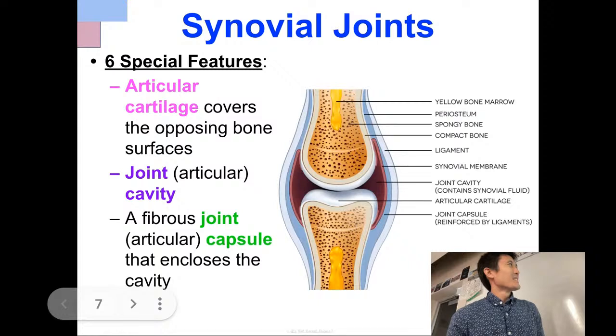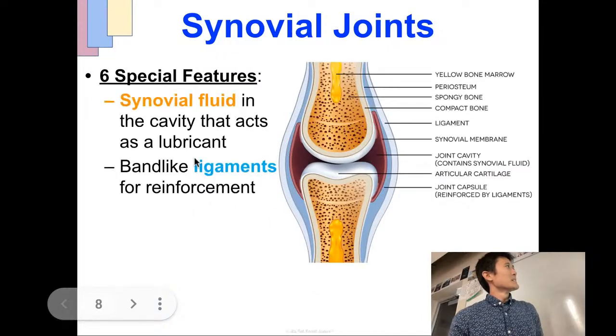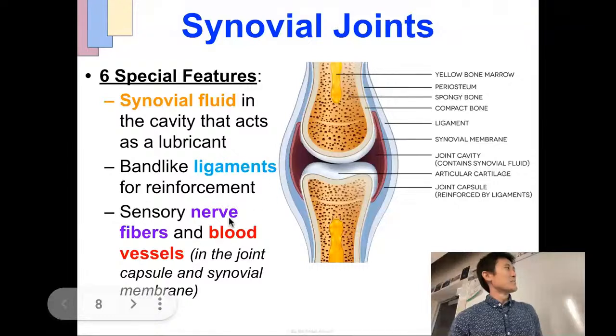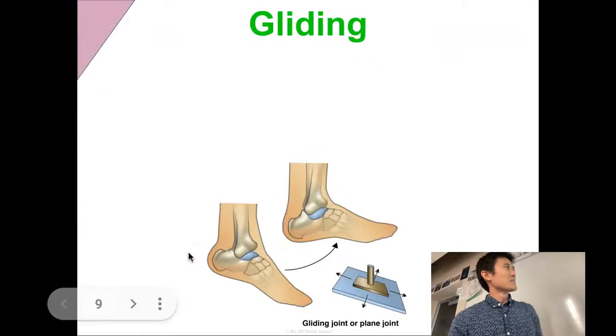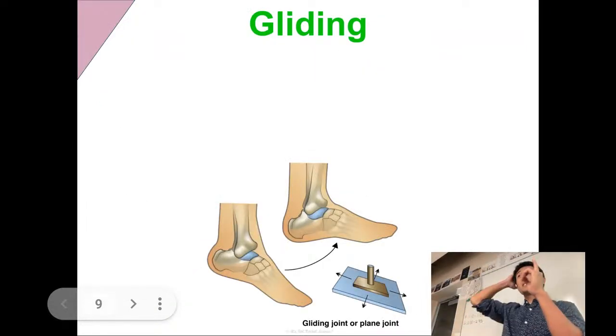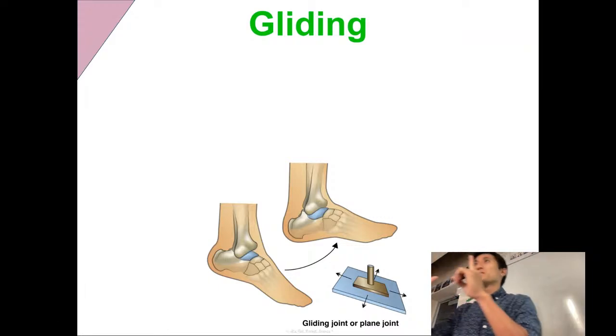Okay, synovial joints. The main thing you gotta know about synovial joints is they have fluid inside of them. They have a whole bunch of other stuff, but that's kind of the main thing: synovial fluid. But yeah, they have all the things of the joints. There are 6 main types of synovial joints. All of your joints can fall into one of these categories.